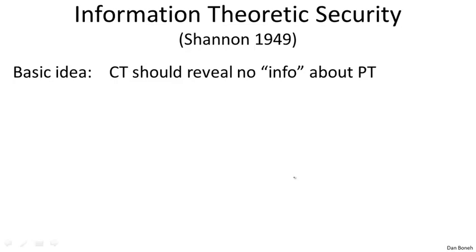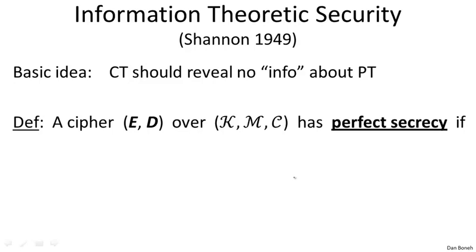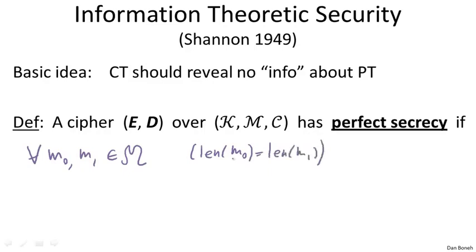And so let me show you Shannon's definition. I'll write it out slowly first. So what Shannon said is, suppose we have a cipher (E, D) that's defined over a triple (K, M, C) just as before. So K, M, C define the key space, the message space, and the ciphertext space. And we say that the cipher has perfect secrecy if the following condition holds. It so happens that for every two messages, M0 and M1 in the message space, the only requirement I'm going to put on these messages is they have the same length. So we'll see why this requirement is necessary in just a minute.